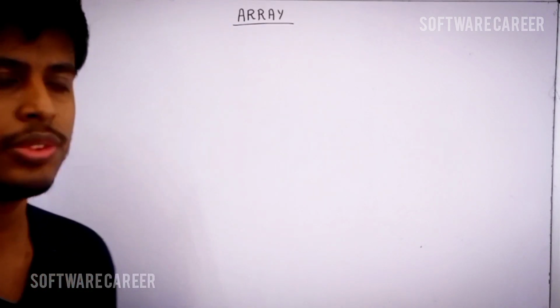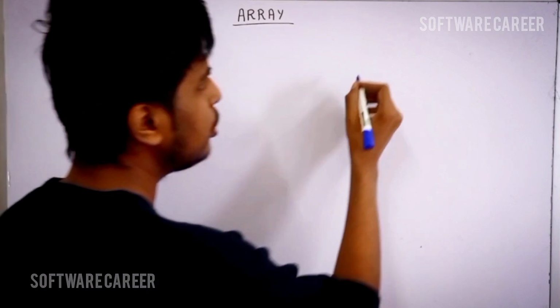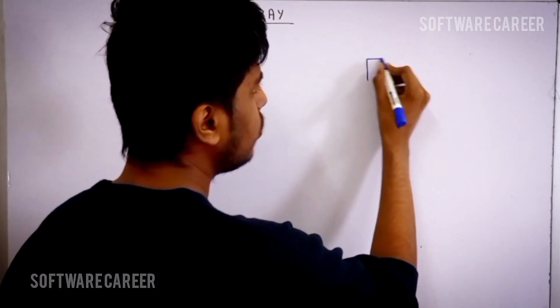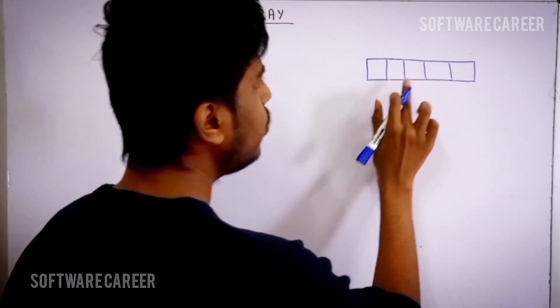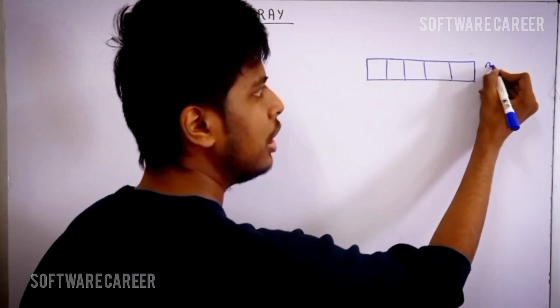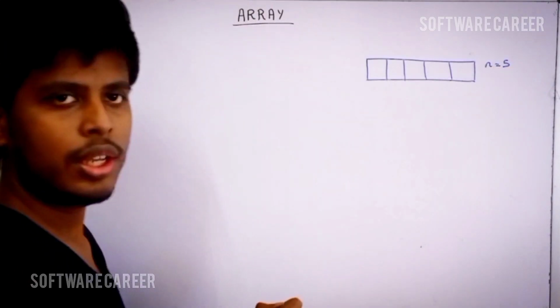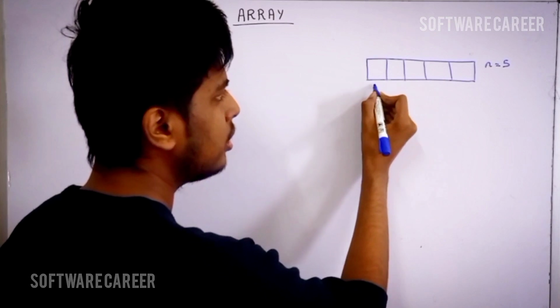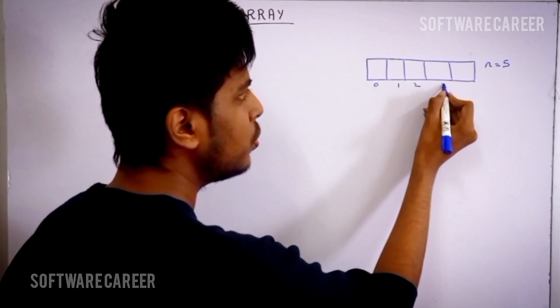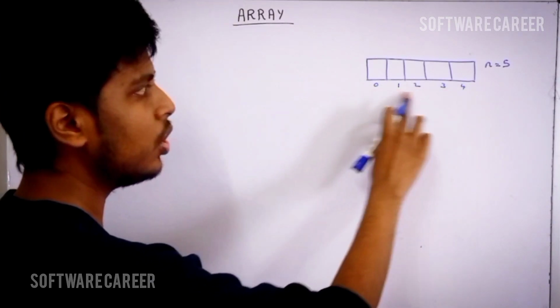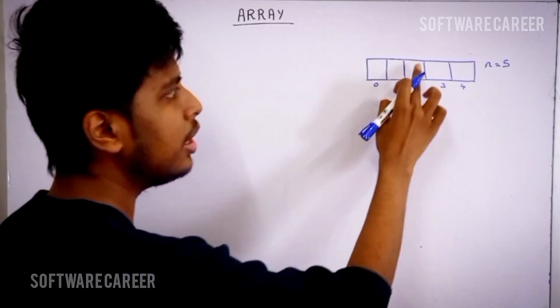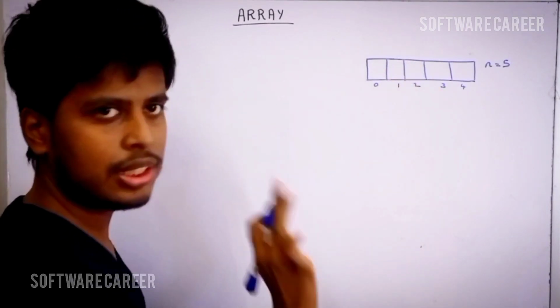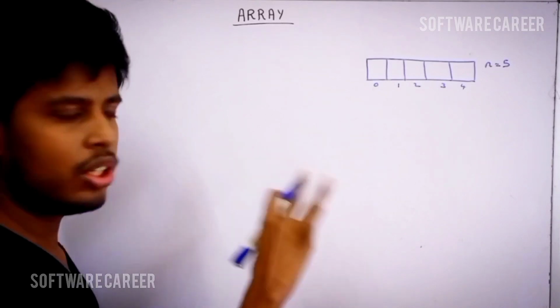Similar data type elements means what? Let's see. Suppose I am creating an array of size 5. This n is 5, n means size. And these are the indexes: 0, 1, 2, 3, 4. In an array these are all indexes. You call an element in this array by using an index.